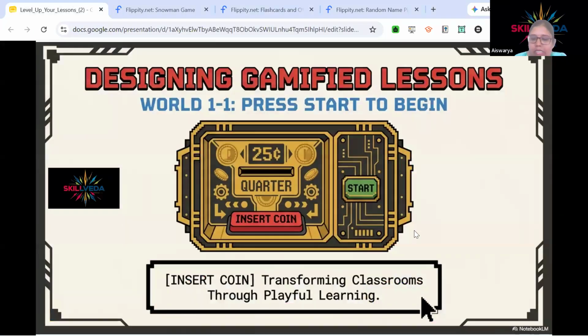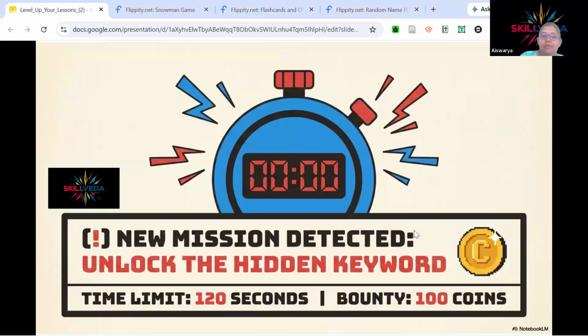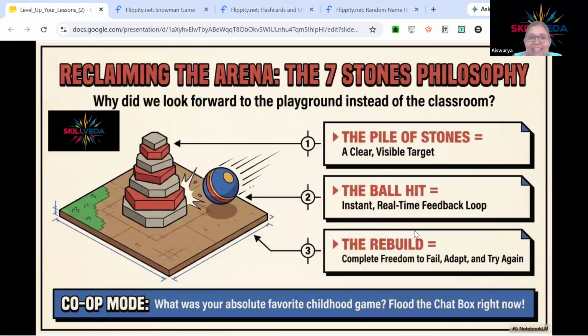So that would be my first tool. This is what the first mission was, unlocking this hidden word gamification. We did that, and 100 coins for all of you. So here I want to take some time for you to discuss. I'm going to give you a bingo. Give me a minute.